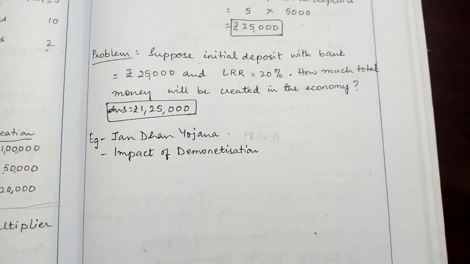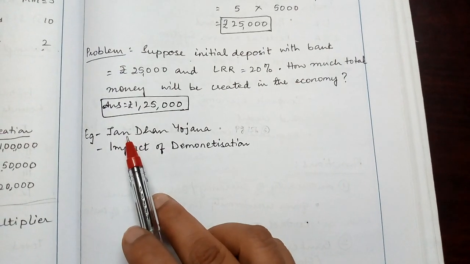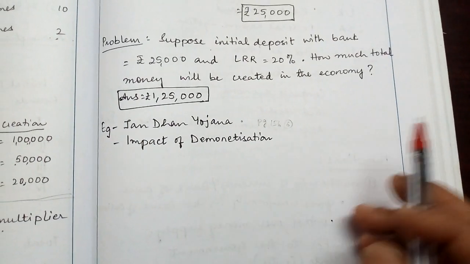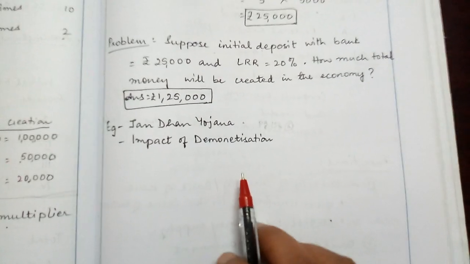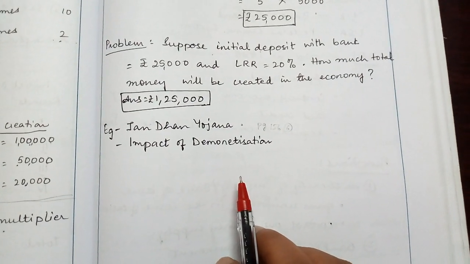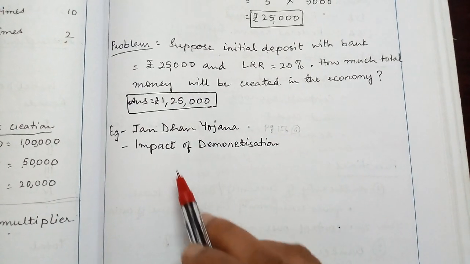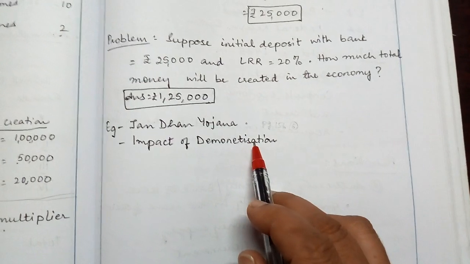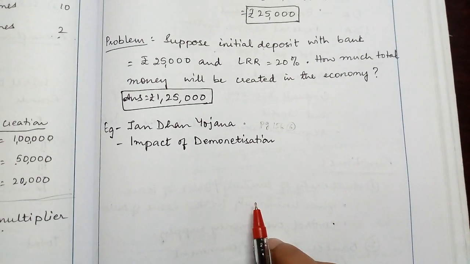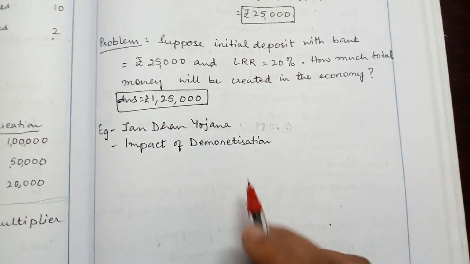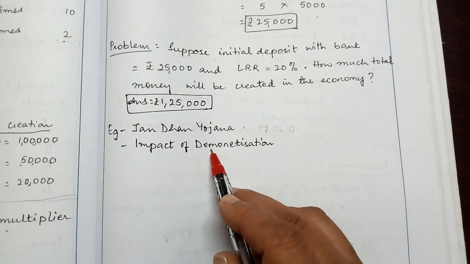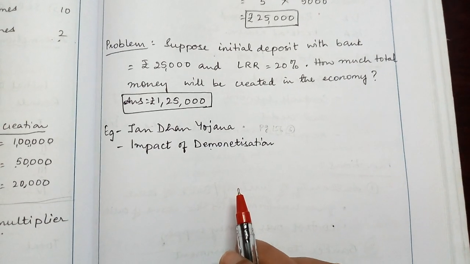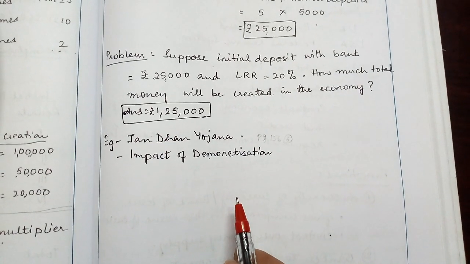This is what explains the introduction of Jan Dhan Yojana by the government to increase money supply in the commercial banks, and also the impact of demonetization that brings in more money supply, more money into the hands of the public for consumption. So these are value-based questions, and it also shows how we are connected to the present economy of the country.